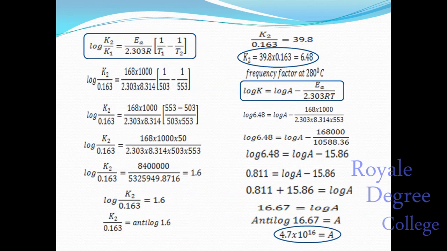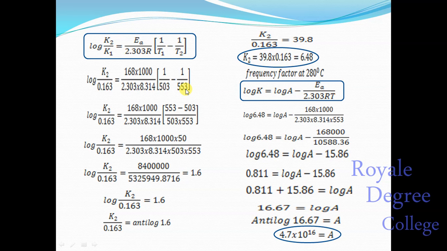Now we are applying this formula: log K2 by K1 equals EA by 2.303 R into (1 by T1 minus 1 by T2). So now log K2 divided by K1. The value of K1 we know, that is 0.163. We are substituting that value. It will be equal to EA, which is 168 into 1000, divided by 2.303 into R value, 8.314. Then 1 by T1 is 503 and T2 is 553.